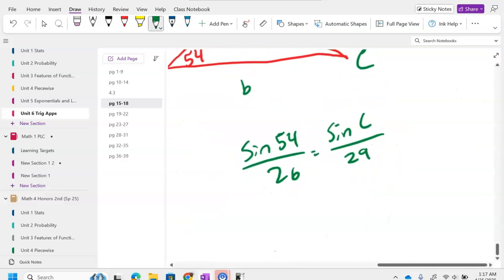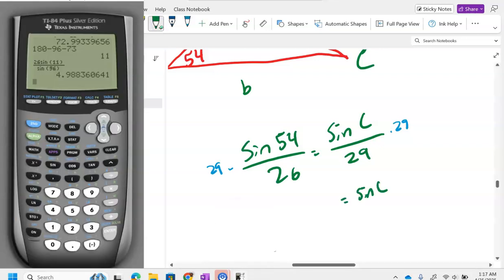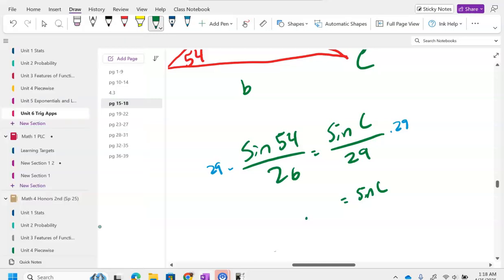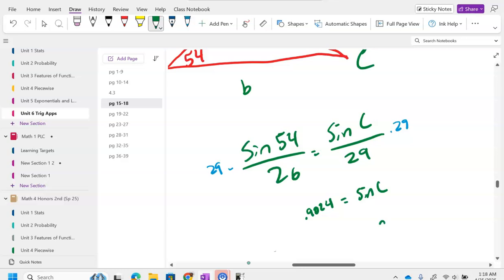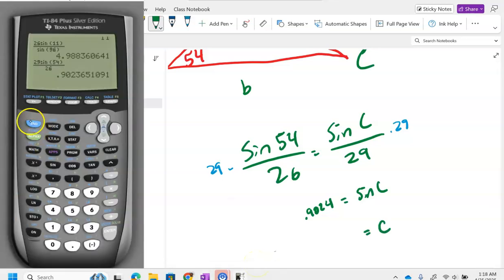Put that there. I'm going to multiply. I may not show all the steps just for the sake of time. And then I'm going to get sine of capital C equals whatever this is, and then I'm going to do the inverse of that. Now remember, if I do it quickly here, I do 29 sine of 54 over 26. I'm going to get a decimal, and then I'm going to do the inverse on that decimal. So capital C, when I do the inverse, will be second sine of the entire answer. Remember, use the whole decimal, and we get 64.5 degrees.